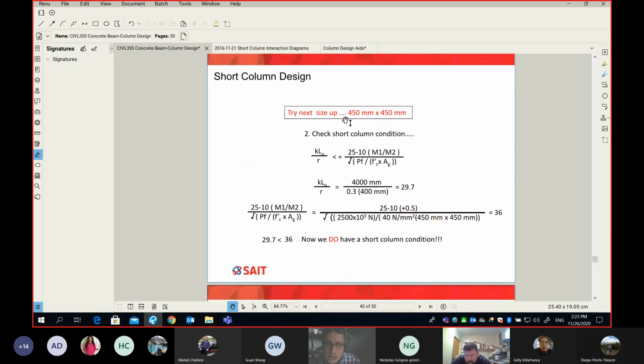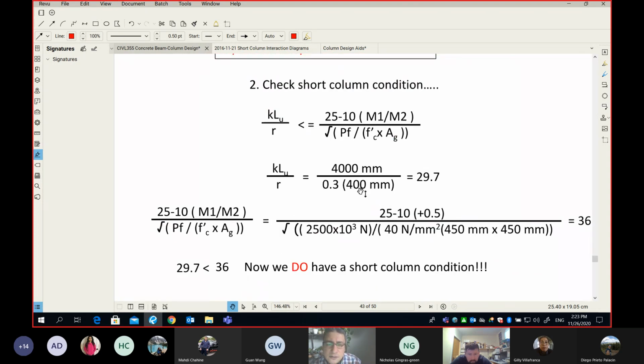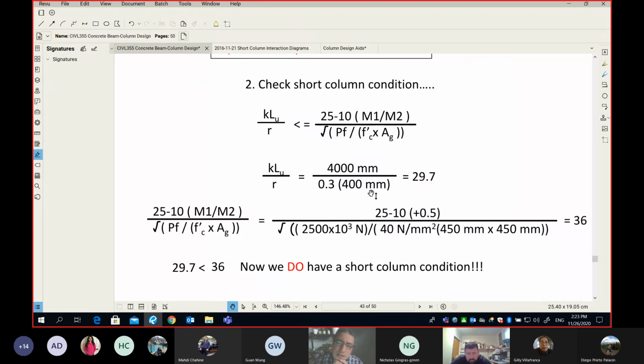So that's why I said what you have to do is try the next size. We started from 400 by 400, and I'm saying try to see if it's going to work or not. So I'm using 450 by 450. I will re-estimate the whole thing again, which is not very difficult. Actually, there is a mistake here. Please take a note that this number is 4.